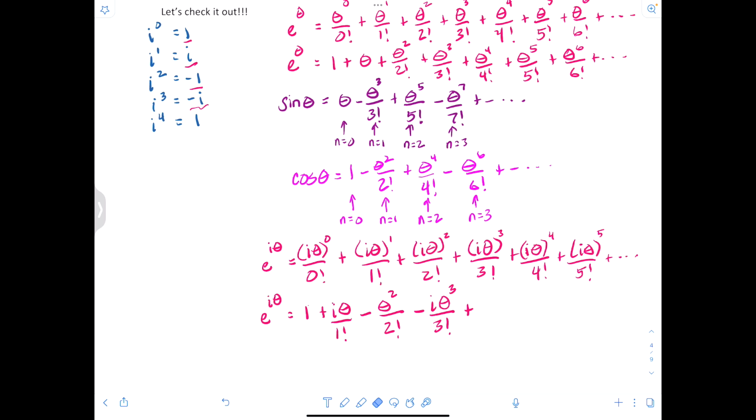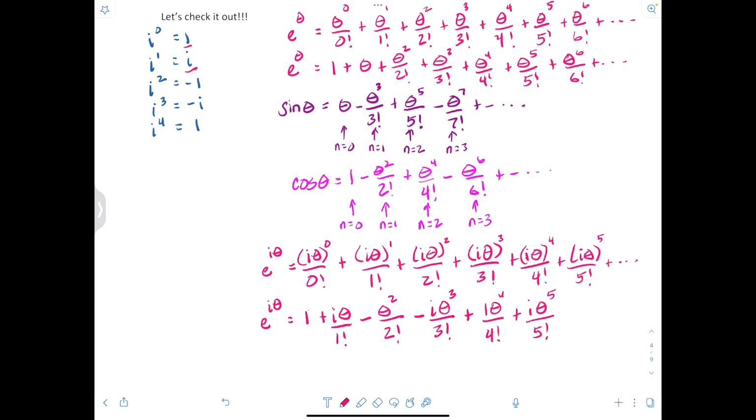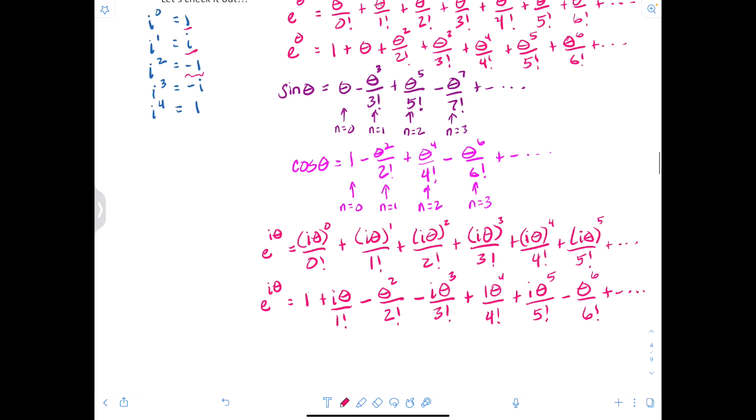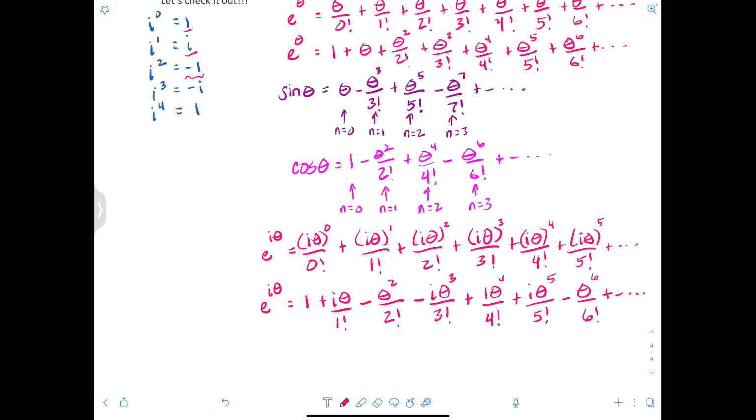so we'll have plus 1 theta to the 4th over 4 factorial. Continuing, plus i theta to the 5th over 5 factorial. So our next one here is going to be negative 1. So we would have minus 1 theta to the 6 over 6 factorial plus minus dot dot dot. So remember that you can commute terms. I mean, a power series is just a sum, right?